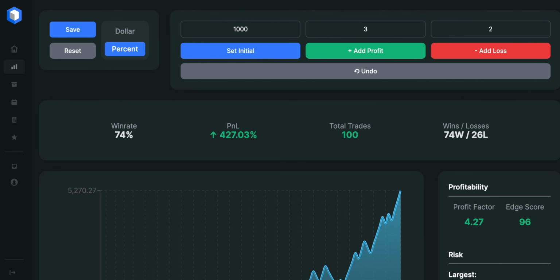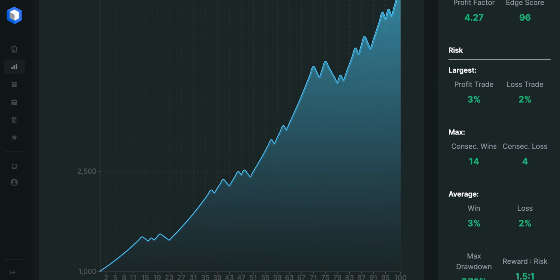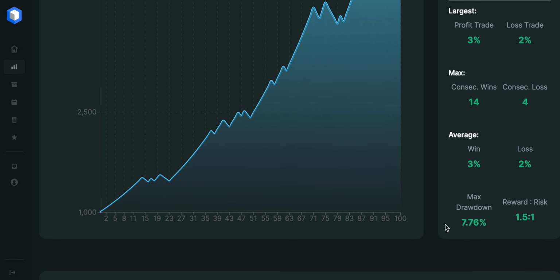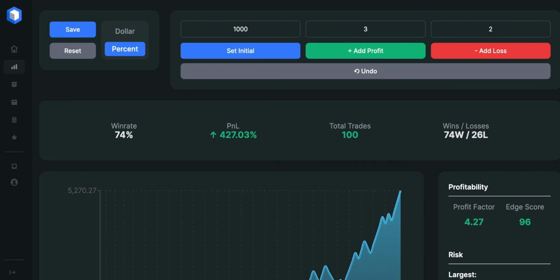So after 100 trades, the results are much better. The win rate has increased to 74% and we gained over 427% of profit on our account. The profit factor is 4.27. We had 14 wins in a row against only 4 losses in a row. The maximal drawdown was only 7.76%, which makes this strategy perfect for scalping. I would highly suggest you to go ahead and backtest it on different markets and different time frames as well.